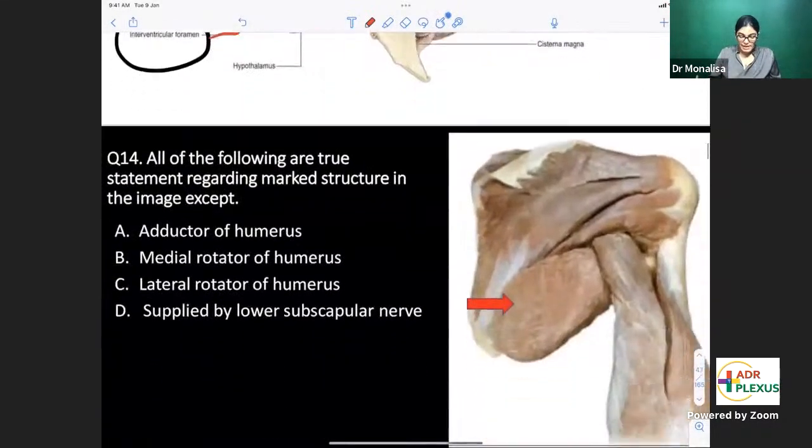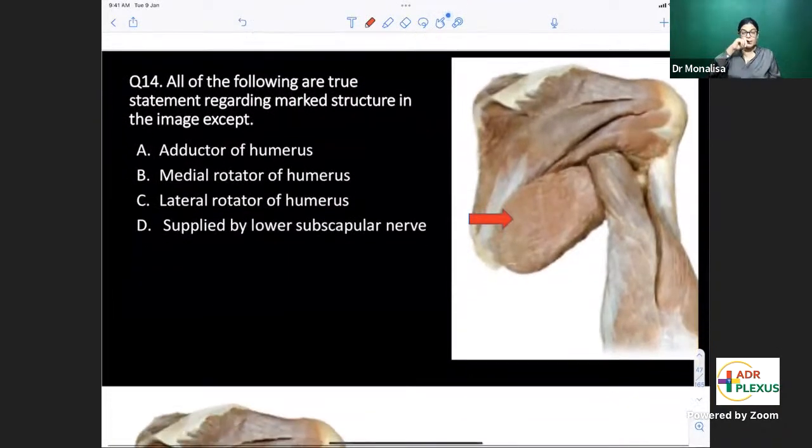Now let's move on to the next, question number 40. All of the following are true statements regarding the image shown. This is a cadaveric image showing the scapular region from the posterior aspect. Identify the muscle and tell me which is the wrong option. Firstly, can you tell me the name of this arrow marked muscle? Then we can have an identification.